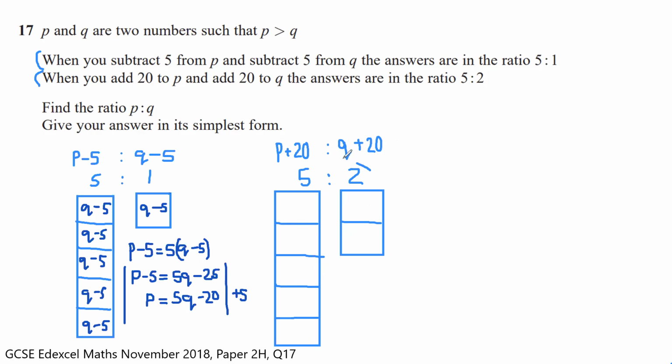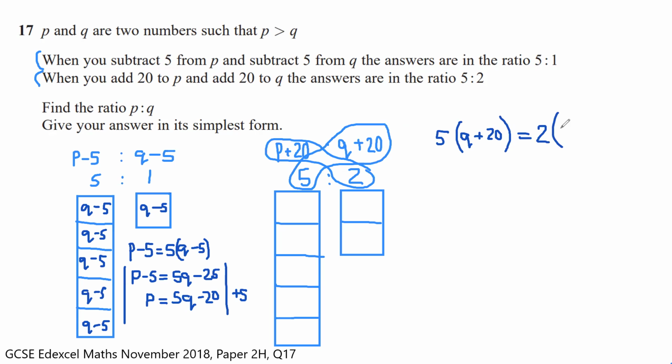I'll say that again. 2 lots of P plus 20 is equal to 5 lots of Q plus 20. Yeah, so if we put Q plus 20 in each of these and P plus 20 in each of these, we can understand that those two are equal. That's what we've got here. Okay, I'm going to write that out. We have got 5 lots of Q plus 20 is equal to 2 lots of P plus 20.